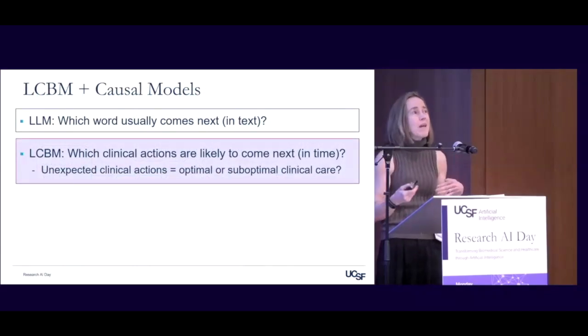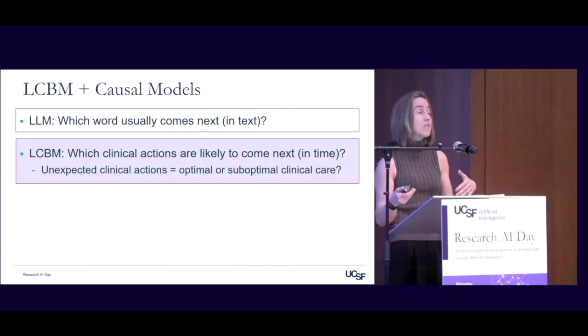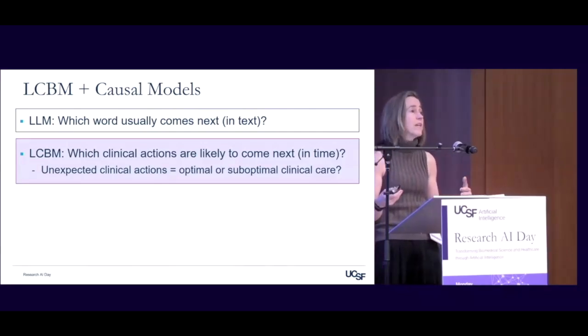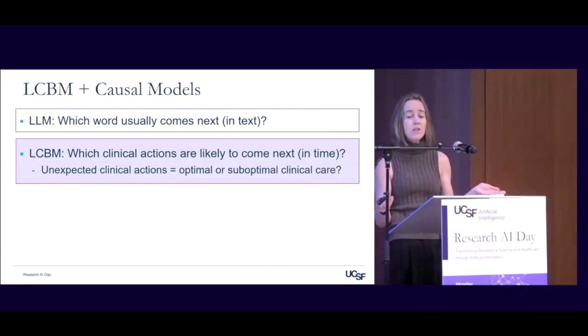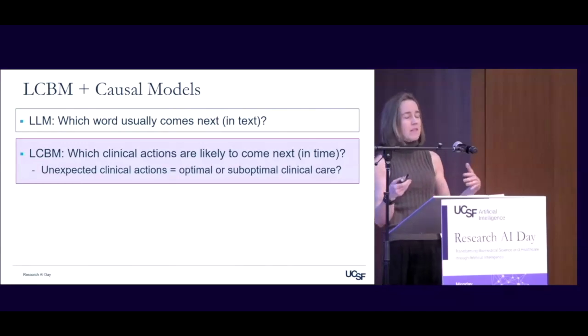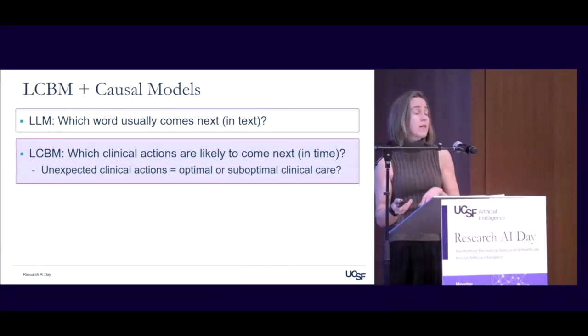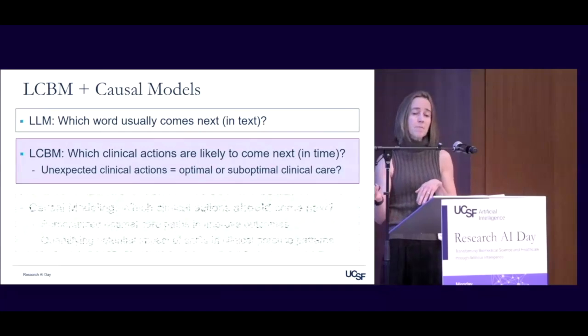Large clinical behavioral models give us a way of moving beyond LLMs, what word usually comes next, to asking what clinical actions are likely to come next in time. That's already a huge advance. It opens up all sorts of potential applications. But I want to focus on one in particular. What do we make of these unexpected clinical actions? In this case, this CT of the brain. Is it optimal care? Is it actually this pivotal action that correctly sends us off down a new important diagnostic pathway? Or is it an anomaly or somehow suboptimal care? Even a large clinical behavioral model alone can't answer that.